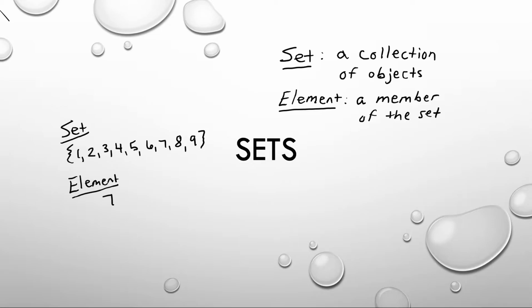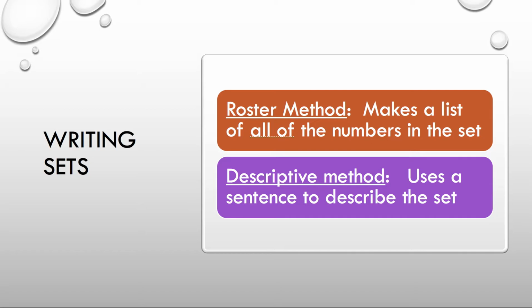All right, so you want to remember, set is your collection, and element is one particular thing in that collection. The first thing that we're going to talk about is how we define a set. We can use two different methods to define a set. We can use what's called the roster method, which makes a list of all of the numbers in the set. Or we can use the descriptive method, which uses a sentence to describe the set. So what we want to do in this first presentation is to get to the point where we are comfortable moving in between the roster method and the descriptive method for the sets.